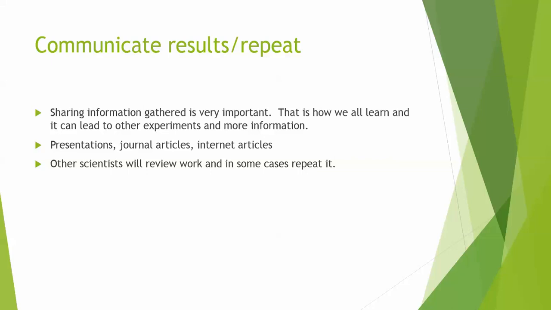So they'll give presentations, they'll write journal articles, internet articles, and other scientists even review and repeat each other's work to make sure there's no bias, to make sure that their methods were set up correctly in a way that it's not going to affect the data in a negative way. So communicating results and repeating your work is very, very important. I hope this helps with you understanding the scientific method and the scientific process.